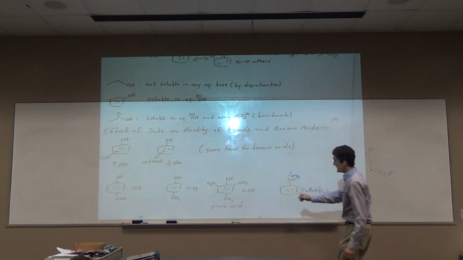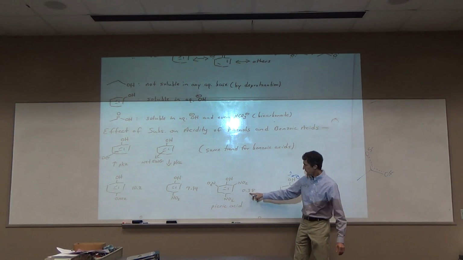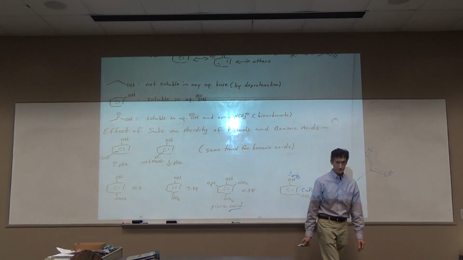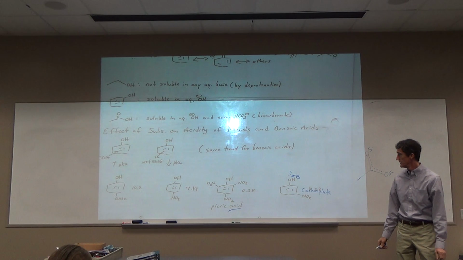Okay, here's the trinitrophenol. Its pKa came out actually lower than I thought, 0.38. It's so acidic it's called picric acid. But it's actually a phenol.